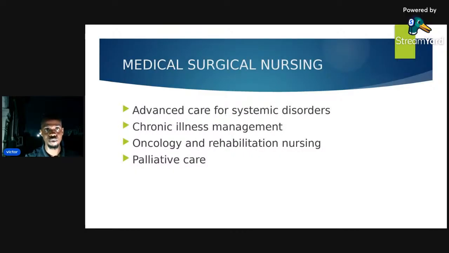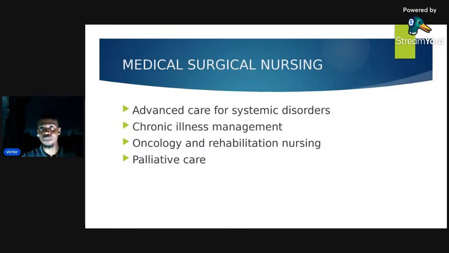The next one is your medical surgical nursing. Here I will be talking about systemic disorders. For the systemic disorders, we have different systemic disorders like heart attack, heart failure, and the rest of it. So how you care for it? Cancer is also a systemic disorder. Stroke is also a systemic disorder. So this aspect of nursing, the medical surgical nursing, is just trying to tell you how you manage these conditions.